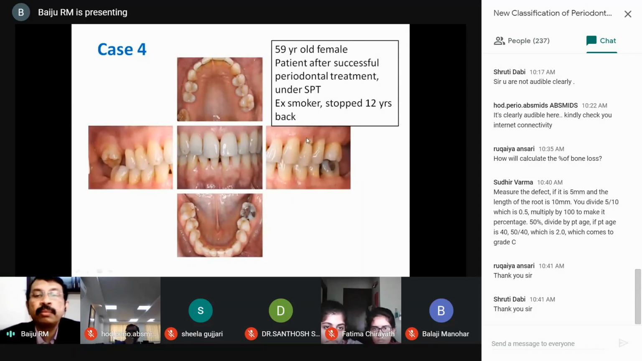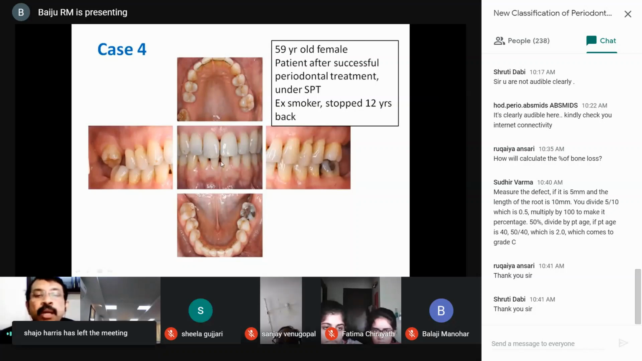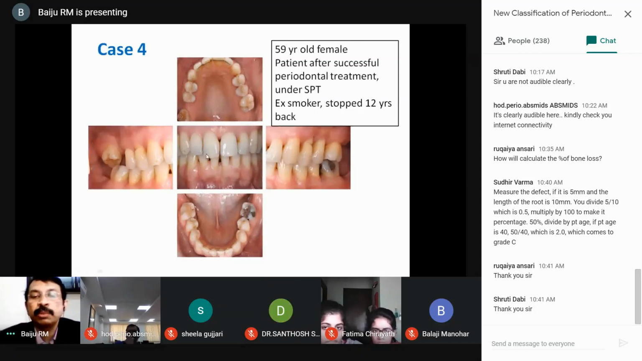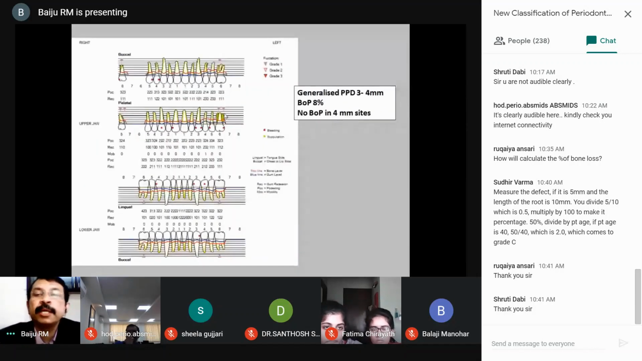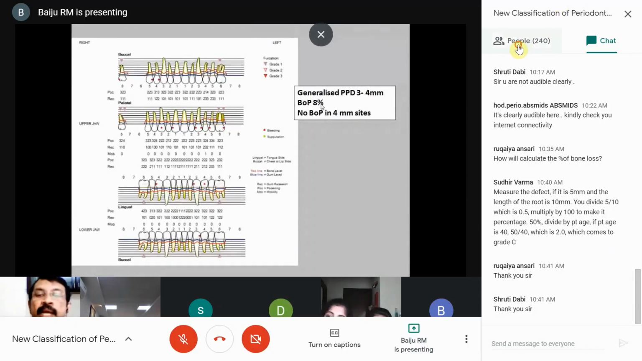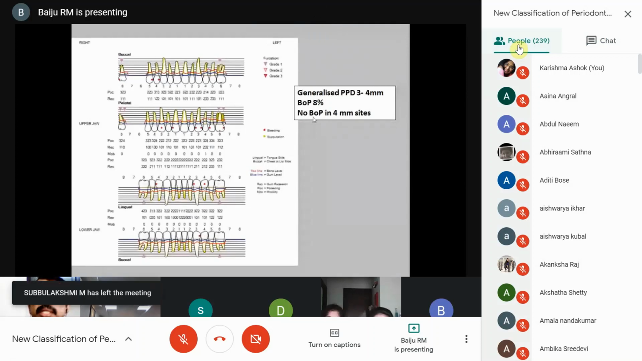Look at the photographs to find clinical health. There are no sites of inflammation. Of course, there are interproximal recessions that show the past disease experience, both in the anterior as well as the posterior cases. Now, when you look at the pocket charts in that patient, you find that the pockets are only 3 to 4 millimeters in depth. Very few sites are bleeding on probing, less than 8% of the sites. There are only a few 4 millimeter sites.